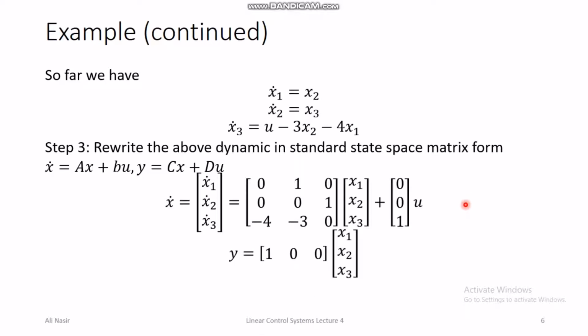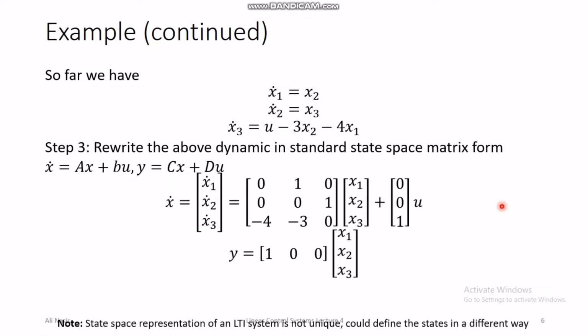And finally y is equal to Cx plus Du. D is 0 in this case, so C will be like y is equal to 1 times x1 plus 0 times x2 plus 0 times x3. So this is how you write this in the matrix form.